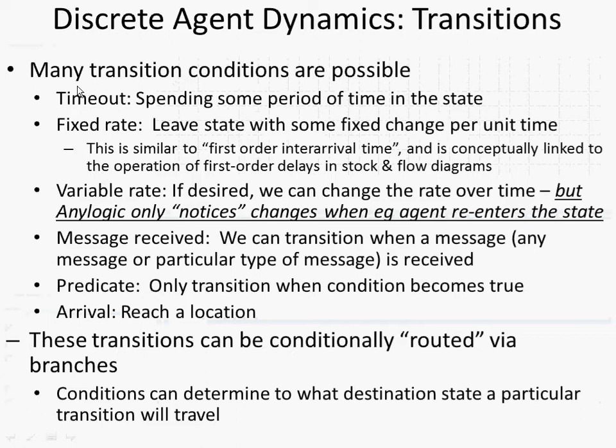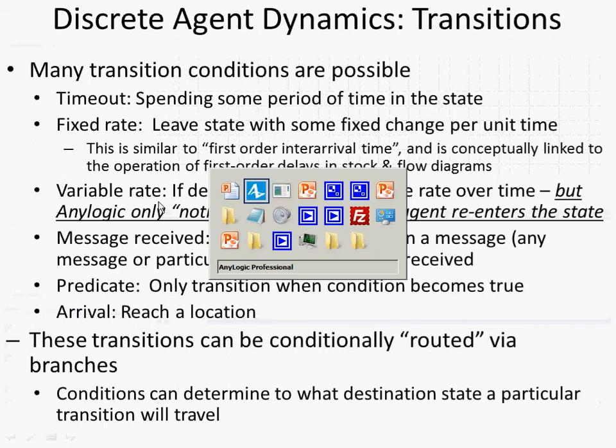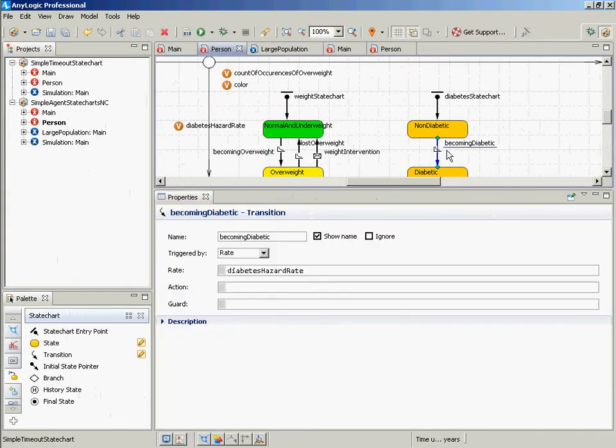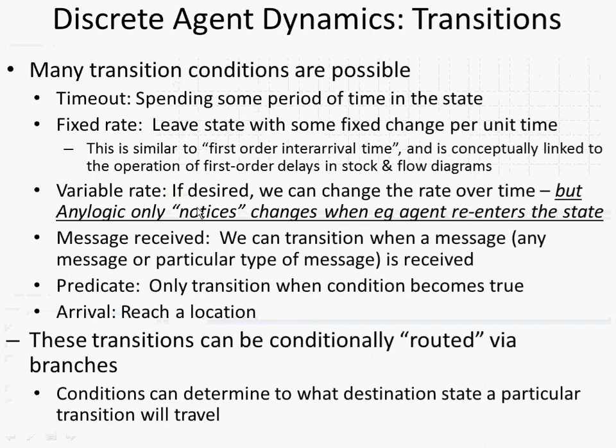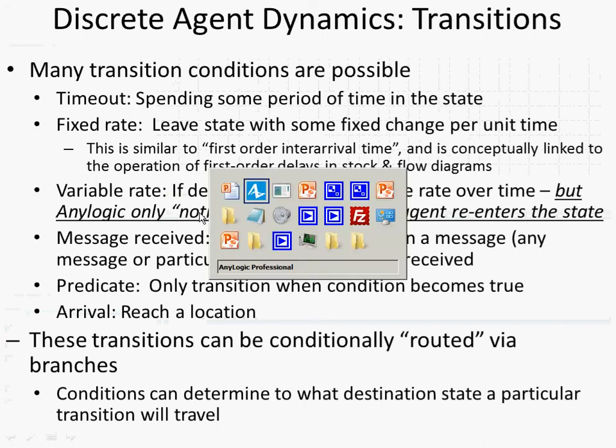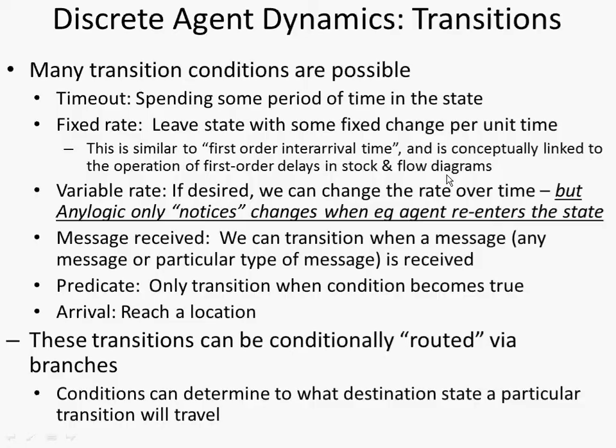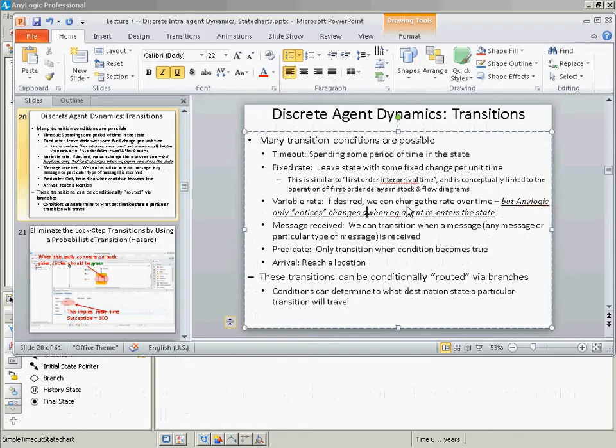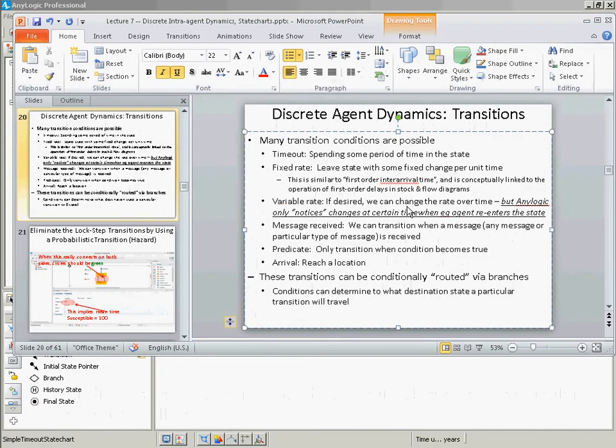Timeouts are memory full most emphatically, unless you, of course, happen to specify a value for them that's drawn from an exponential distribution. You can have variable rate transitions. We saw that here. Just be aware, it changes at certain times.